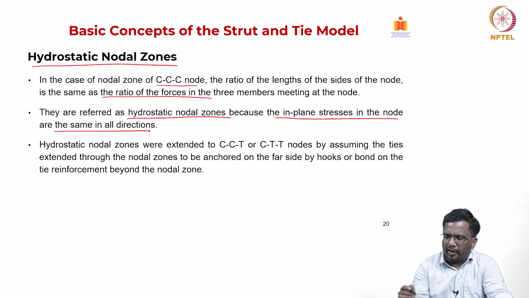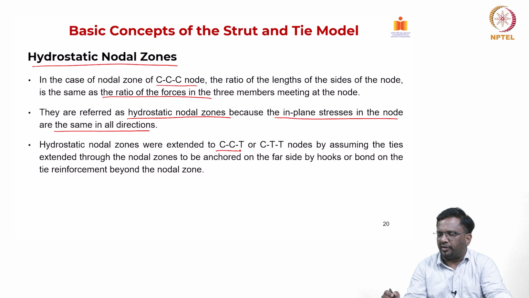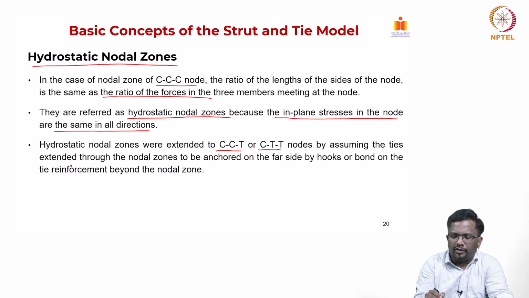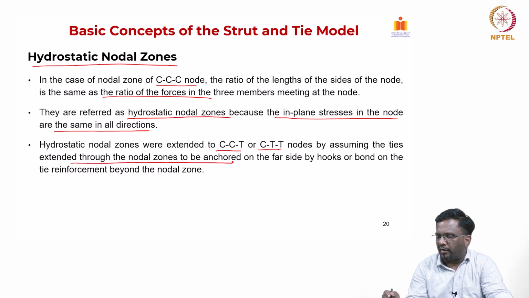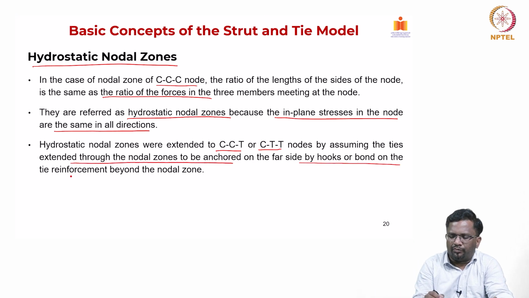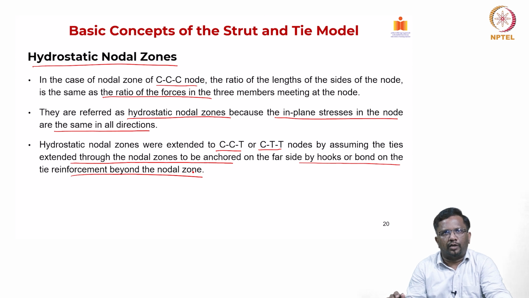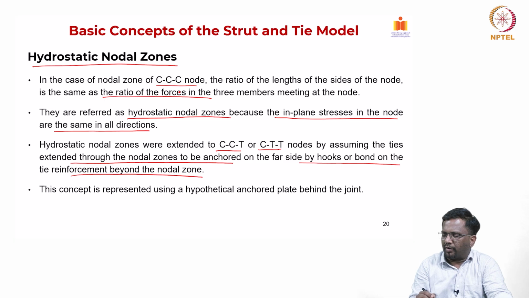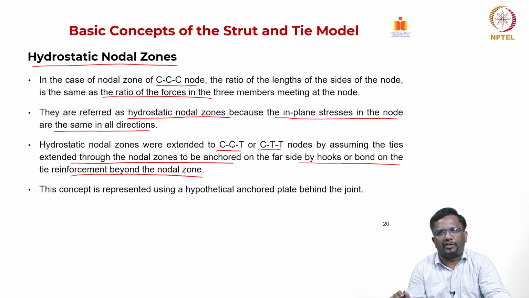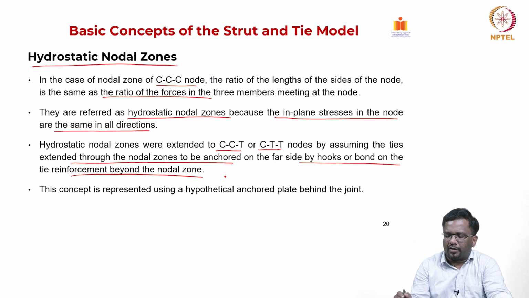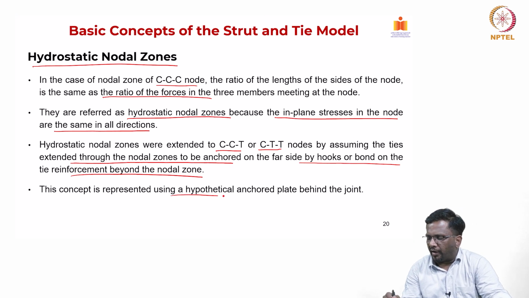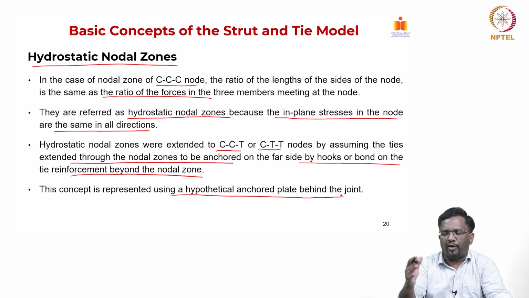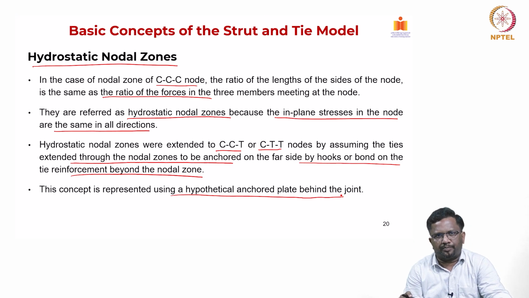So, they can be extended to compression-tension or compression-compression-tension nodes by assuming that the ties will be extended through the nodal zones to be anchored on the far side by hooks or bond of the reinforcement beyond the nodal zone. So, you can do that as well. This is common for the CCC node. Now, the concept is basically that it can happen in CCT or CTT too, by assuming that you have a hypothetical anchored plate beyond the point where you are anchoring your tie.